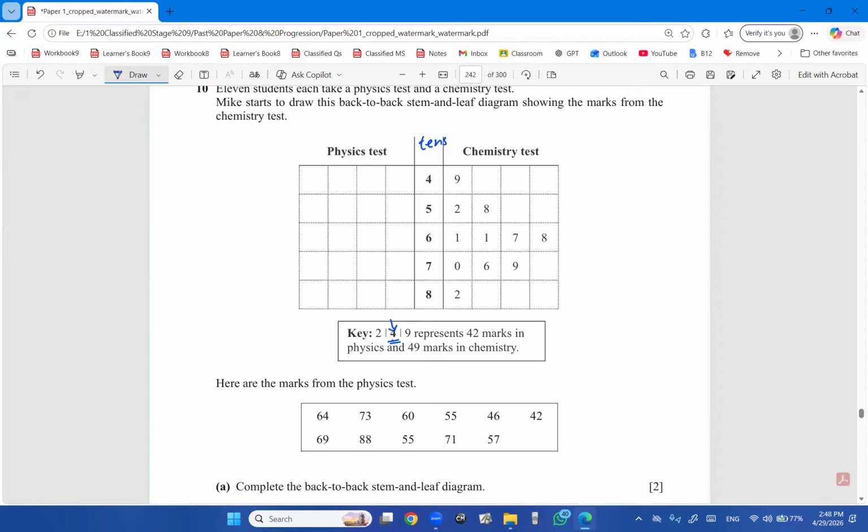So let's start. 64 would be here, but I need first to look at the 40s. Let's start from smallest to largest. So I got the 46, 42. You got also nothing and no other 40s in there. So you start with the smallest, then the largest. After that, we got the 50s. The 50s I have here 55, 57, 55, and that's it. So it is 5, 5, 7. After that, you got the 60s. So you got 60, 64, 69, so 0, 4, 9.